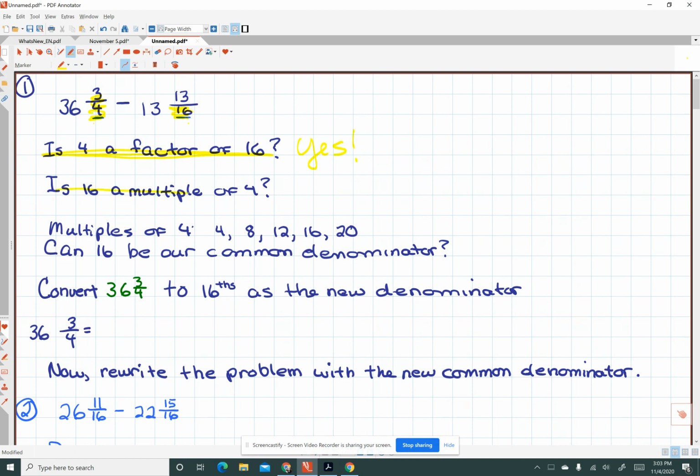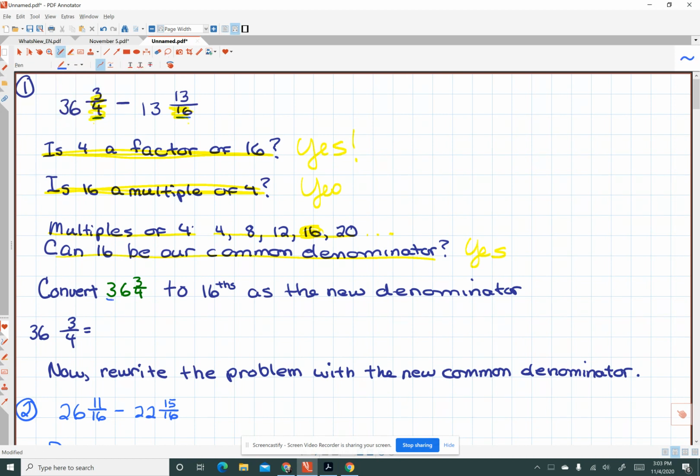Is 16 a multiple of 4? And the answer is yes. If 4 is a factor, then 16 is a multiple because that's how it works. Well, what are the multiples of 4? Let's check it out. 4, 8, 12, 16, 20, and so forth. And we see that 16 can work. So could 16 be our common denominator? Yes, it can.